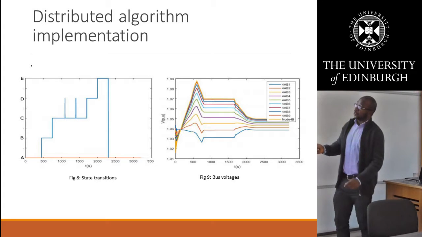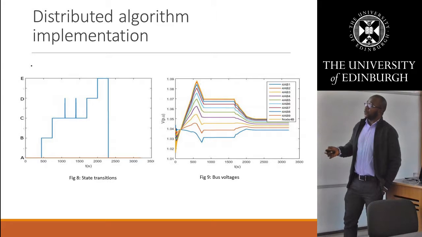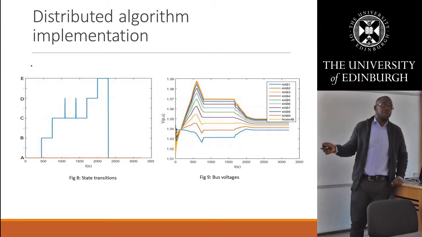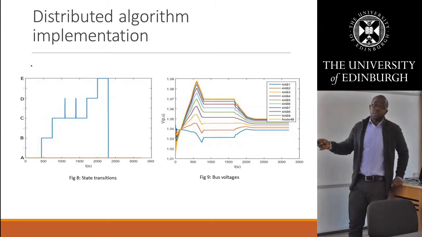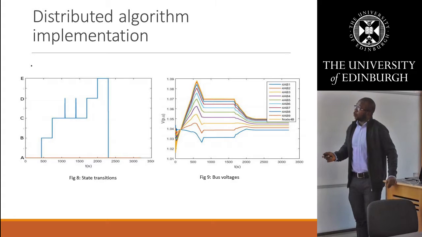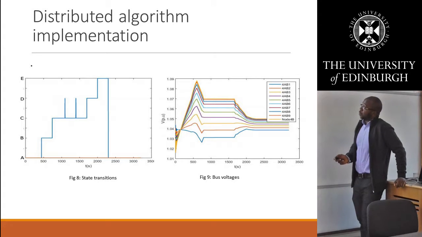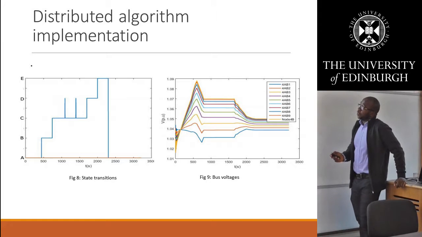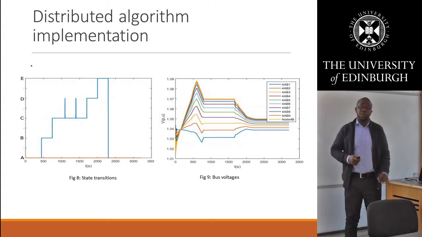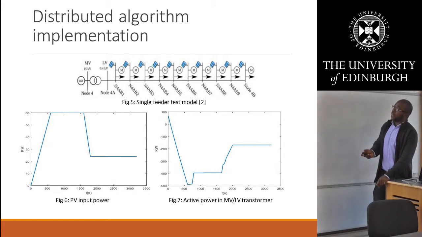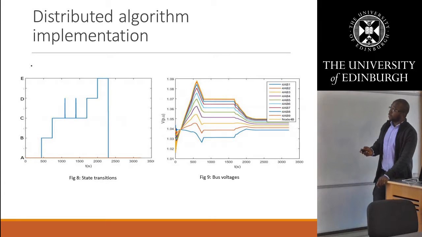This shows the transitions of the states. For each of the modes that are described here, this shows how the system is switching between these modes as the simulation is run. This shows a profile of the bus voltages. The 1.07 per unit was chosen for this simulation as the upper limit for voltages here. But you can see, as the PV active power keeps increasing even to very high extents, there's actually this overshoot here before the system brings it down at 1.07.